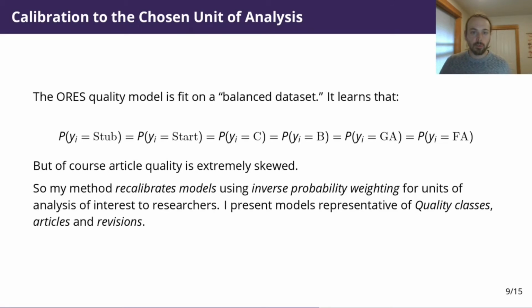My method deals with one more important limitation of the ORES quality models. This is that they are fit on a balanced data set. This means that each quality class has equal representation in ORES's training data. This is a reasonable and common choice from a machine learning perspective, because it can lead to more accurate predictions across all the quality classes. But it does lead to miscalibration in the probabilities, which in turn can lead to decreased accuracy.